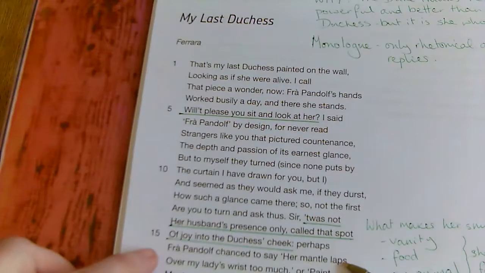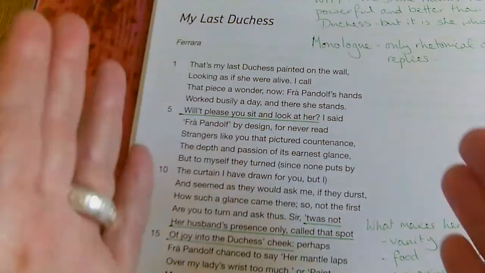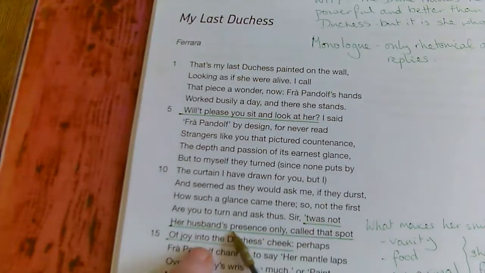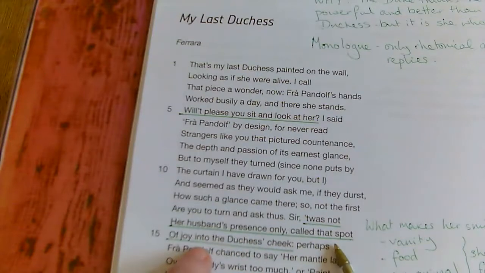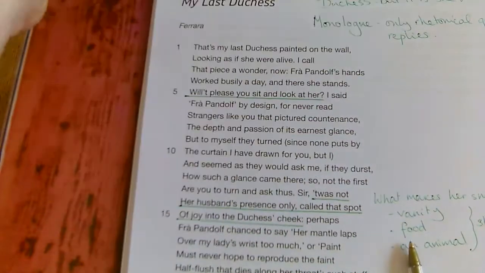His real character assassination of the Duchess, and it's all one, so it's all like a big stream of consciousness. So he stood there and he's having a proper rant. Sir, 'twas not her husband's presence only called that spot of joy into the Duchess's cheek. So what makes her smile?